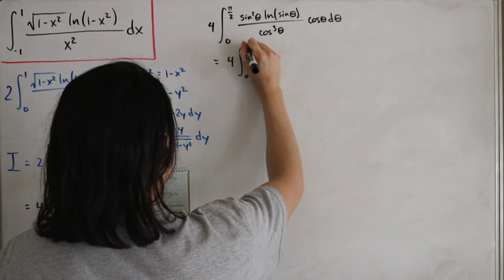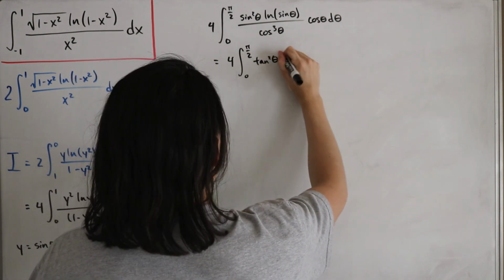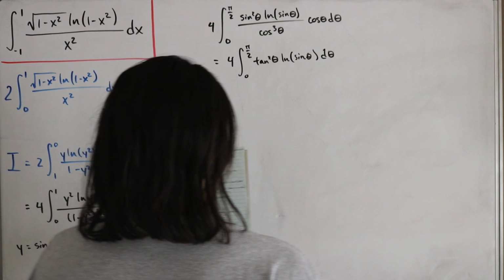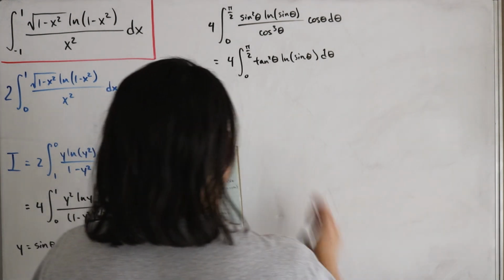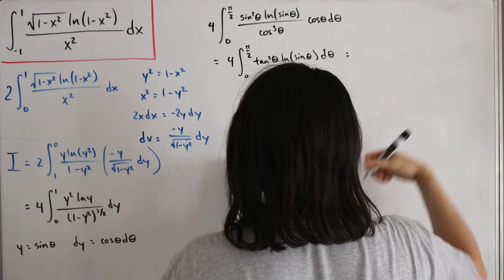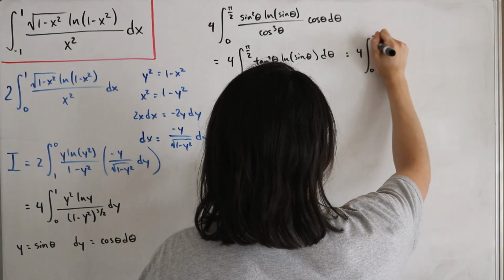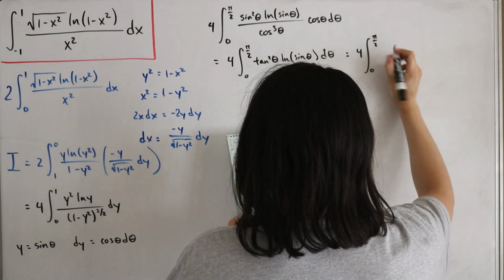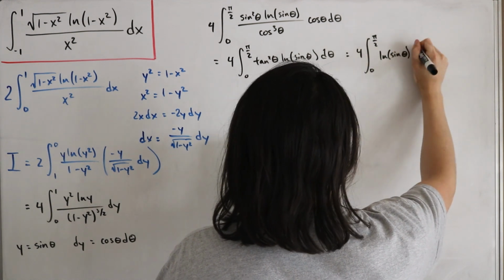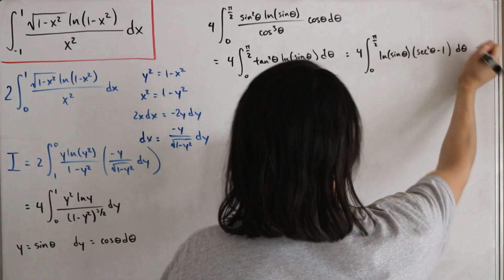So 0 to pi over 2 of tangent squared theta, then multiply by the natural log of sine theta, and then d theta. Okay, so now tangent squared theta, we can simplify that even further. That has a nice identity to say that's the same thing as secant squared theta subtract 1. So now 4 times the integral 0 to pi over 2 of natural log of sine theta, and then multiply by secant squared theta subtract 1, and then d theta.